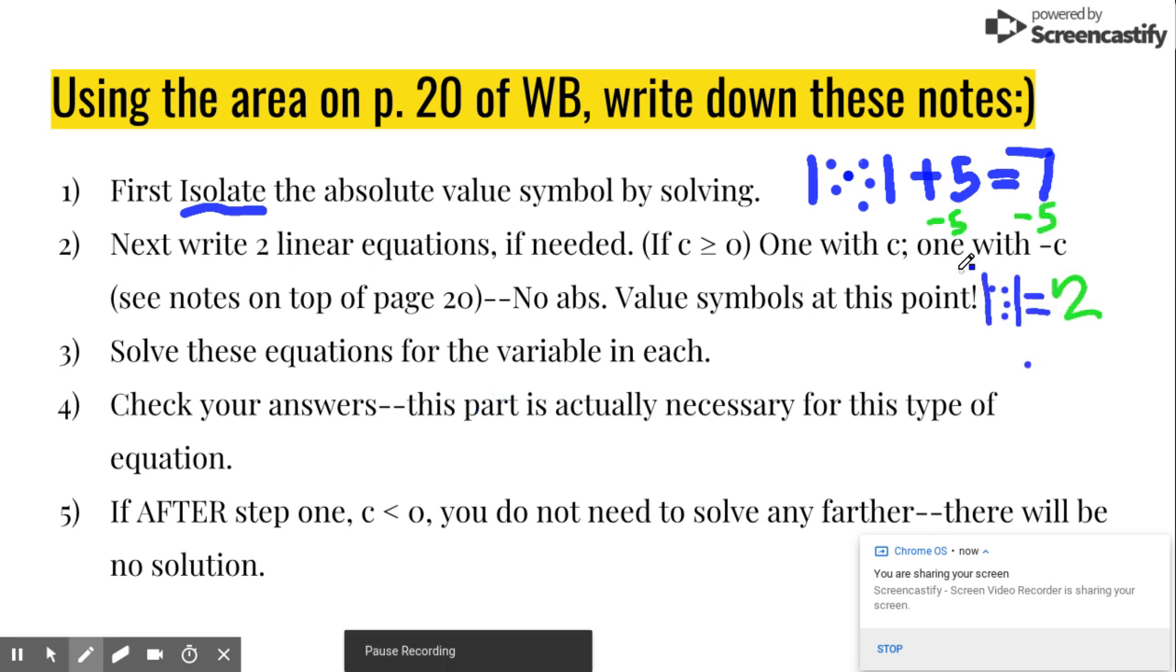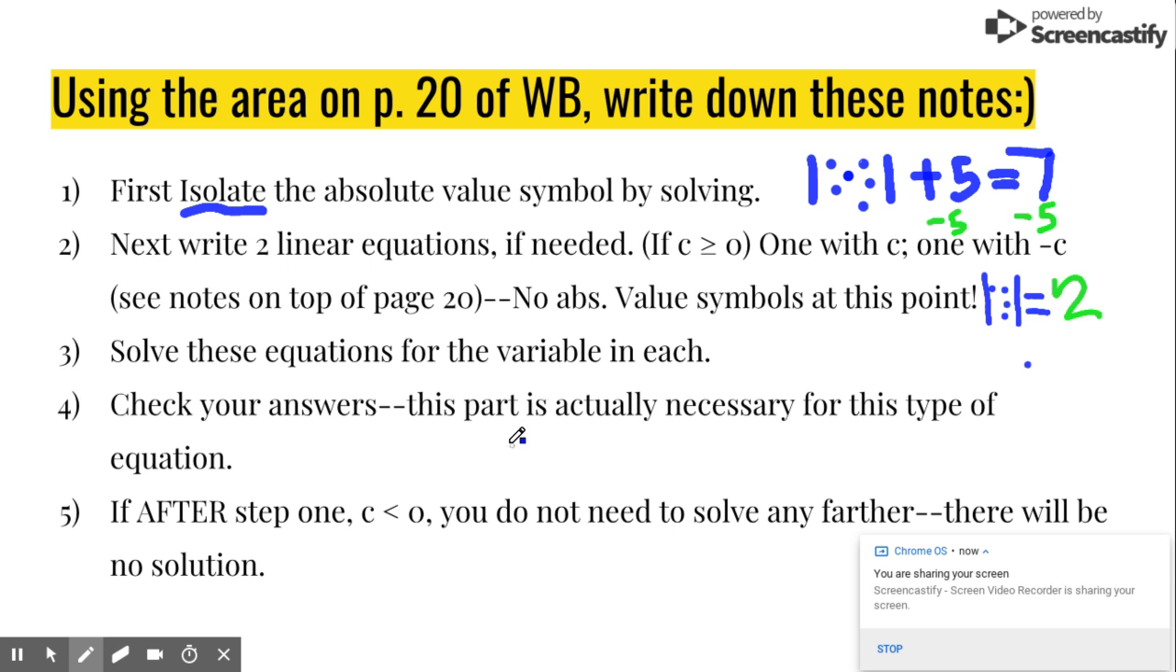So for example, if we subtract 5 from both sides, we would be left with this absolute value symbol, whatever's inside there, equal to 2. And then we would write our two equations saying this is equal to 2 and it's equal to negative 2. Now that will make a little bit more sense when we do the example on the next slide.